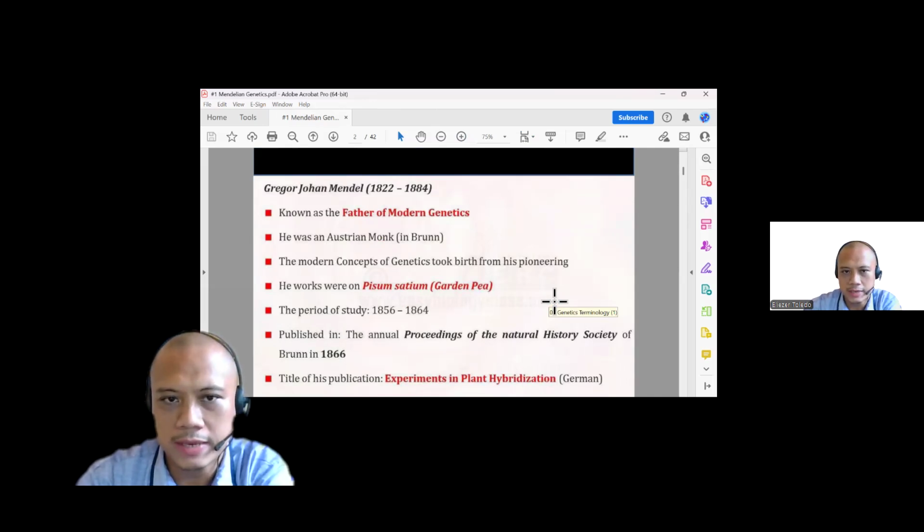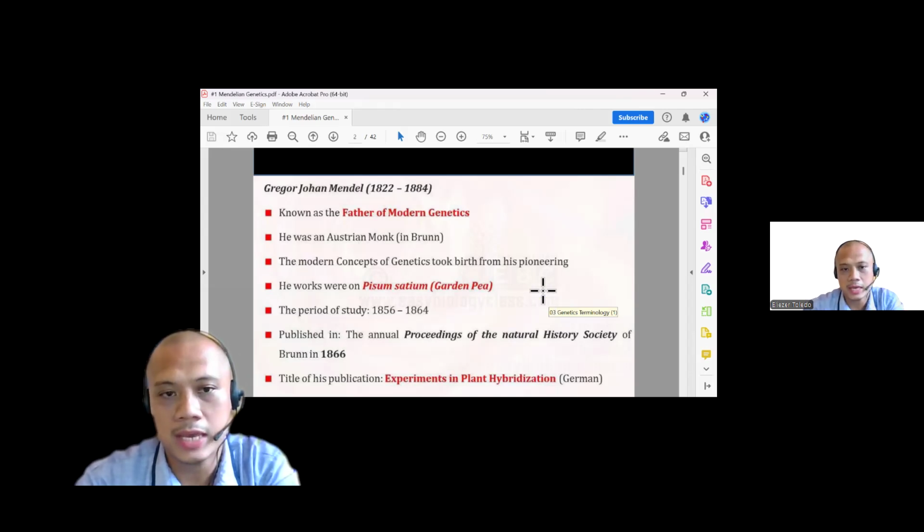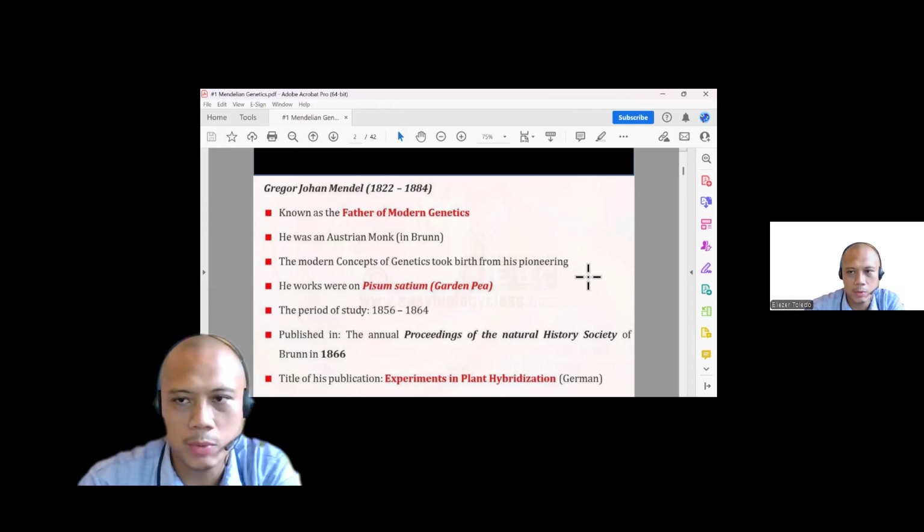He is known as the father of modern genetics. And unlike typical scientists that we know, Gregor Mendel is actually a monk. The modern concepts of genetics took birth from his pioneering work. What did he work on? Pisum sativum, or the garden pea, from the periods of 1856 to 1864.